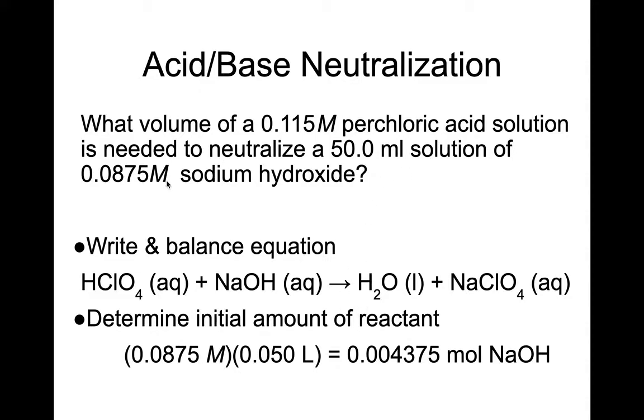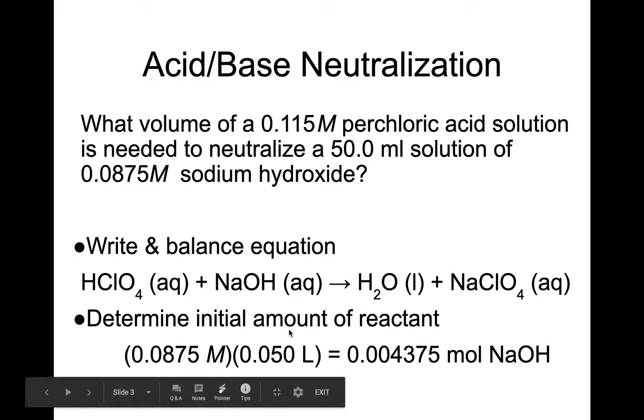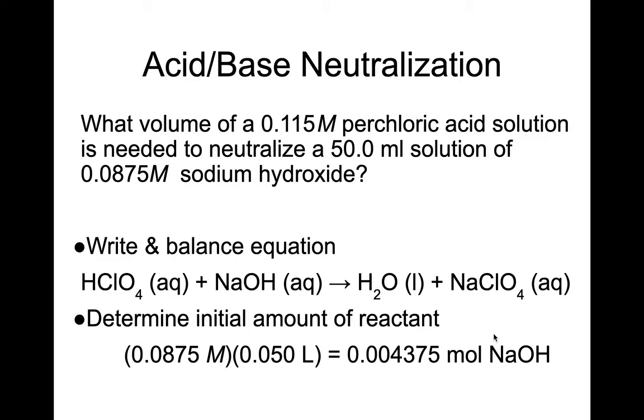Step two, we need to know the initial amount of our reactant. So we know that we started with a solution of sodium hydroxide, and we know the concentration, we know the moles per liter, and we know the volume. So if we multiply our moles per liter by liters, we will get the total number of moles of sodium hydroxide we have in solution.